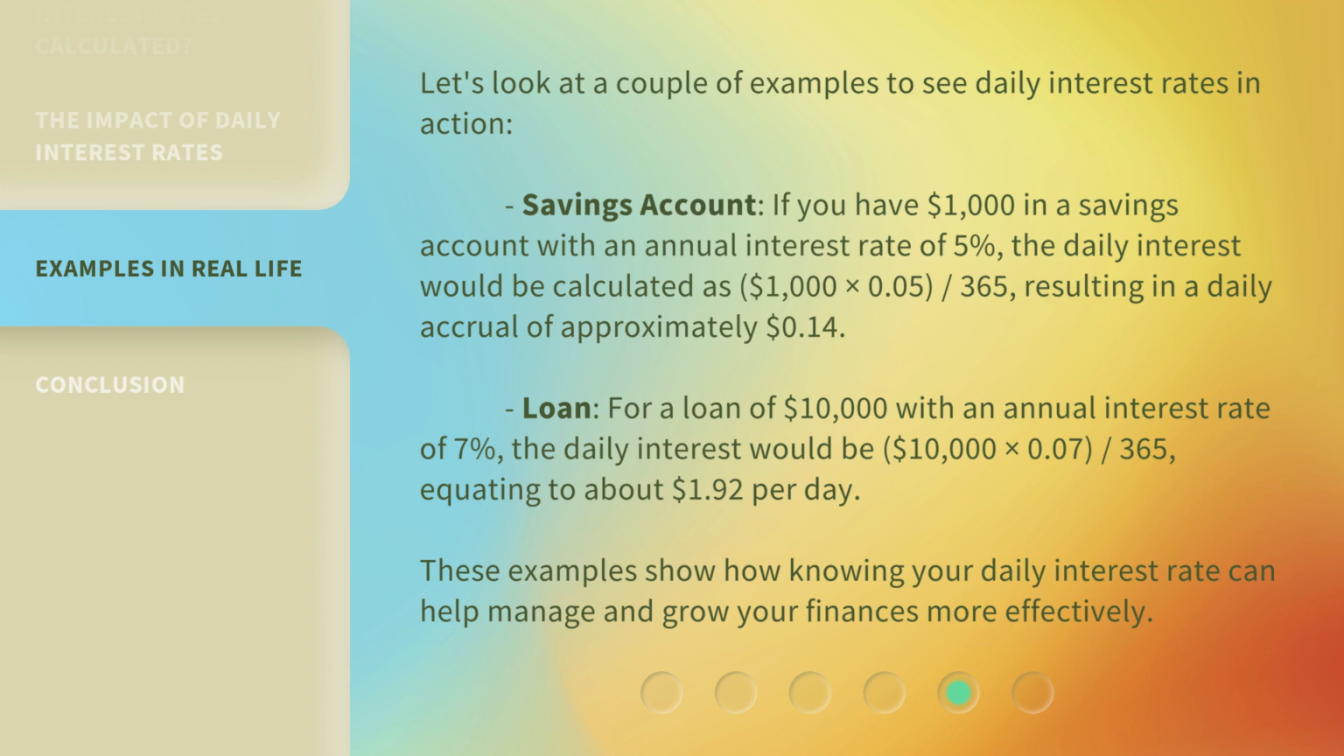Loan. For a loan of $10,000 with an annual interest rate of 7%, the daily interest would be $10,000 times 0.07, divided by 365, equating to about $1.92 per day. These examples show how knowing your daily interest rate can help manage and grow your finances more effectively.